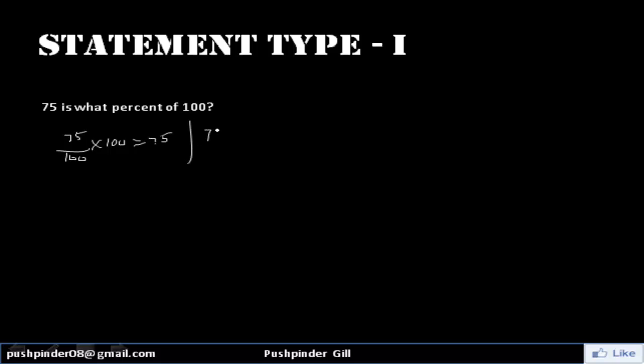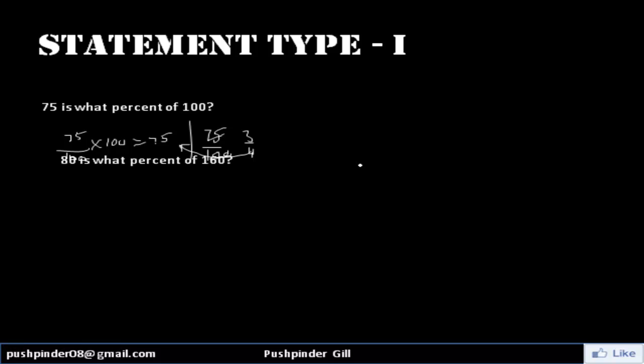Or another way of doing that is by just doing it in your mind. 75 by 100, if I cut by 25, is equivalent to 3 by 4, and 3 by 4 is automatically equivalent to 75%. So this is something that you can easily do, right? So this is one type of percent.